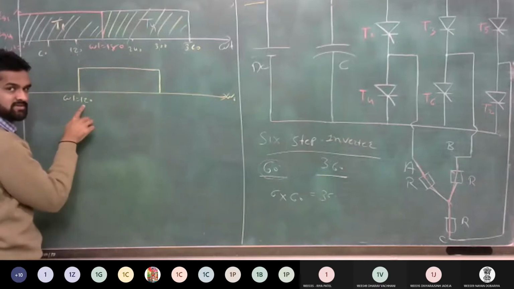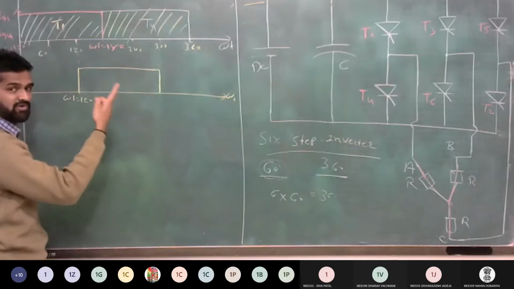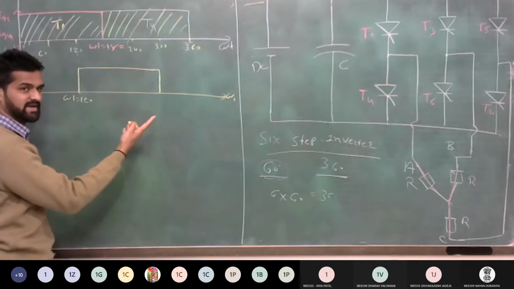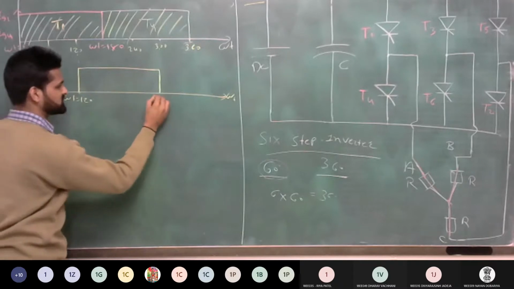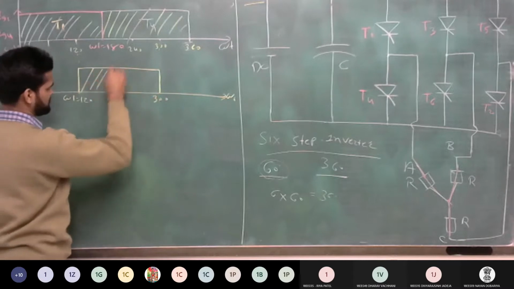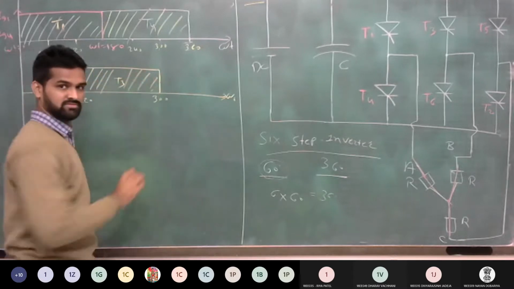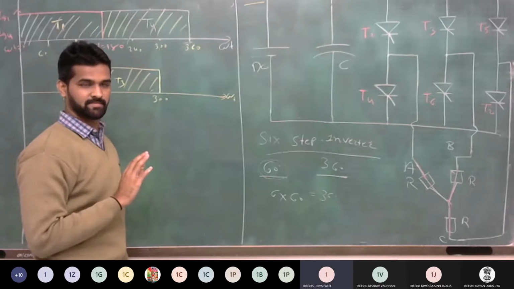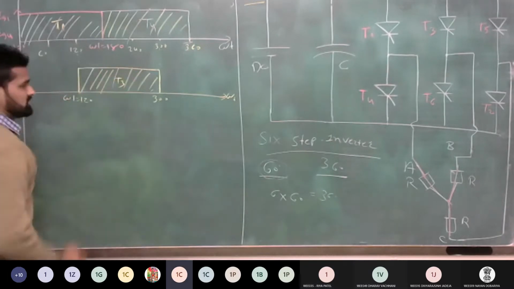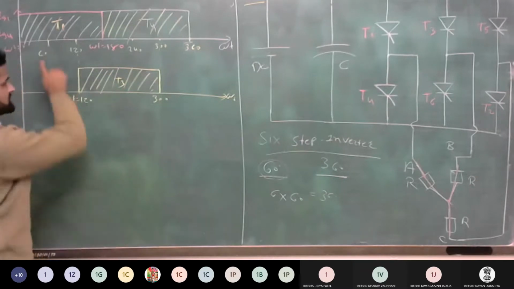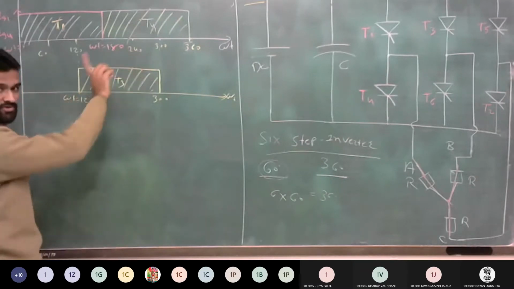120 degree starts. Each thyristor conducts for 180 degree. So 120 degree plus 180 conduction. So it means up to 300 degree it remains conducting. All of you understand this or not? All of you clear? Okay. Now, can you explain it again? Okay. This waveform is understood, T1 and T4.